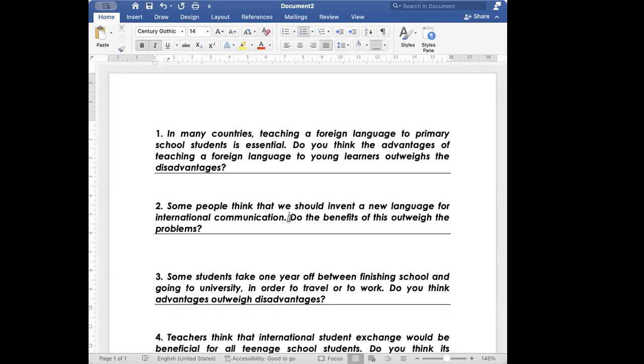If we invent a new language, will it be linked with any culture? Yes, ma'am. Which culture? Global culture. No, there's no such thing like language.